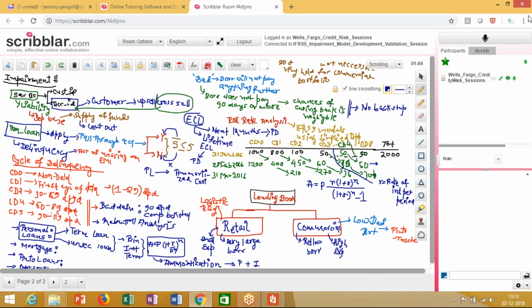Now, one way through which this works is, let me talk about personal loans, right? What is the macroeconomic variable which can impact the default rate in personal loans? Who takes a personal loan? Personal loan is mostly taken by your retail people, right? So retail salaried classes or self-employed individuals.